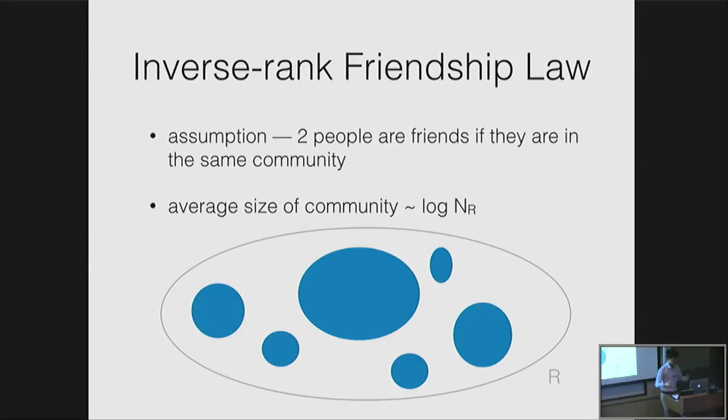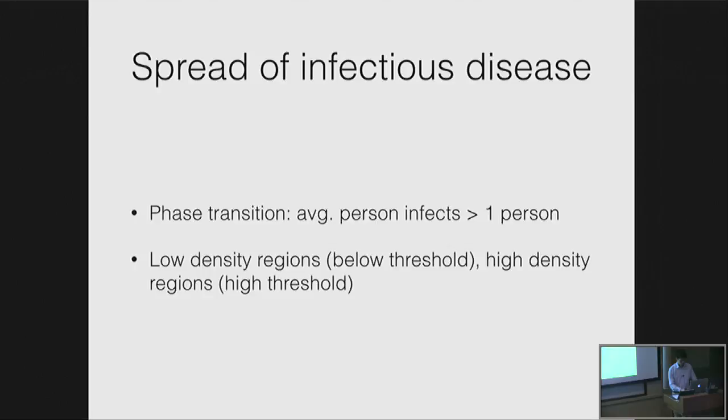So now I just want to talk about some future applications we might have. One simple example is the spread of infectious disease. So you can think of spreading disease as a phase transition, right? If the average person spreads the disease to more than one person, then it's going to spread like an epidemic, right, until basically everybody's killed. If the average person spreads the disease to much less than one person, then no matter how many people you infect, it's very unlikely that everybody will be killed by the disease, right?